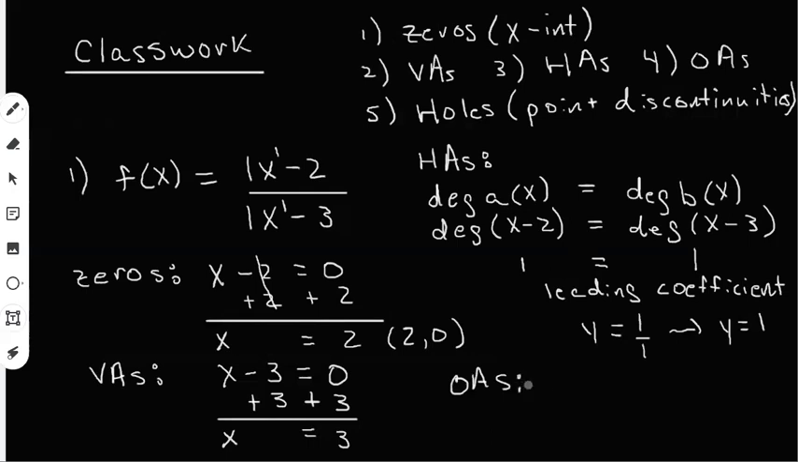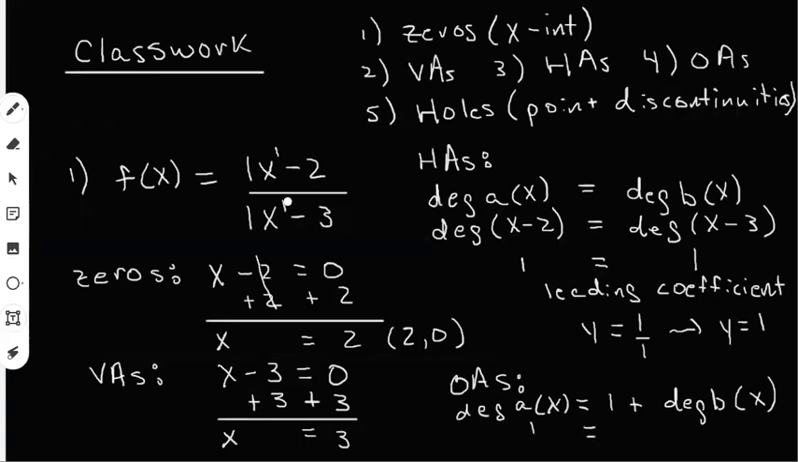Okay, oblique asymptotes. These only occur when the top degree is one bigger than the bottom degree. So you're really just asking yourself, is the degree of a of x equal to 1 plus the degree of b of x? That's what you're really trying to consider, because this has to be true for there to be an oblique asymptote. So what's the degree of the top? Well, the highest exponent on the top is 1.